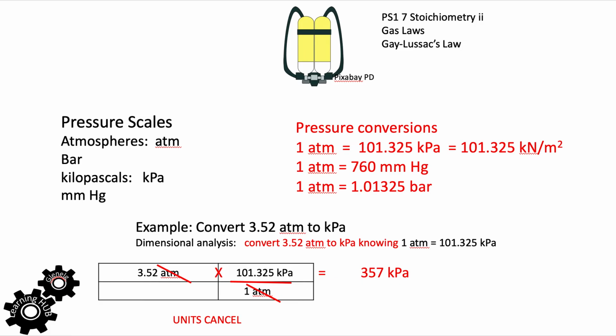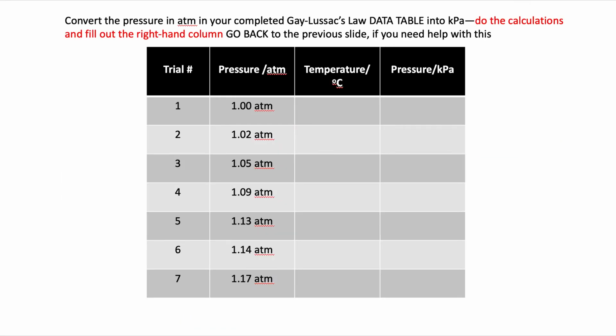So start that in the dimensional analysis box at the end, then put your conversion factor with the denominator being the atmospheres, because you're going to cancel those and do the numerical calculation. So we end up with 357 kilopascals. So that's what that fourth column was for, converting atmosphere's pressure to kilopascals. So for each of the trials, convert the pressure to kilopascals. You might need to just go back in the video to get help with that and the conversion factor as well.